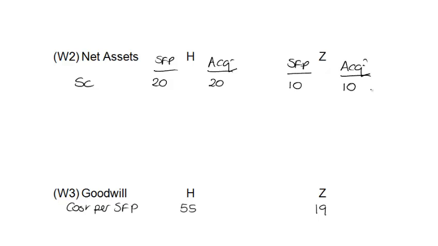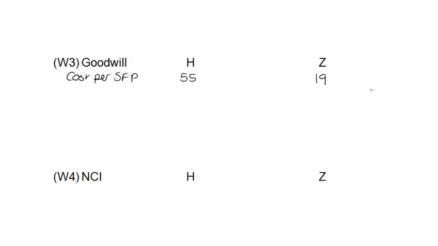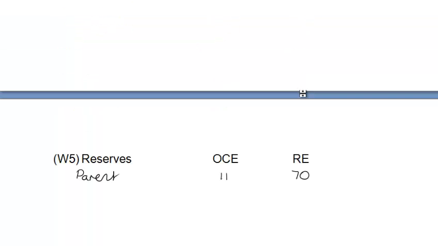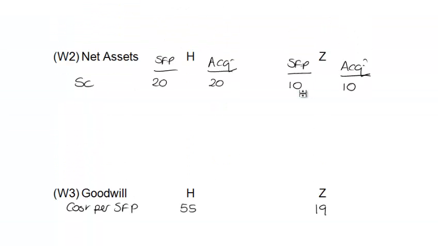We have other components of equity. Notice we only have this for the parent. So go to reserves, parent, we've got figures of 11 and 70 for retained earnings, and then we have retained earnings for our two subsidiaries of 27 and 19 at the SFP date.